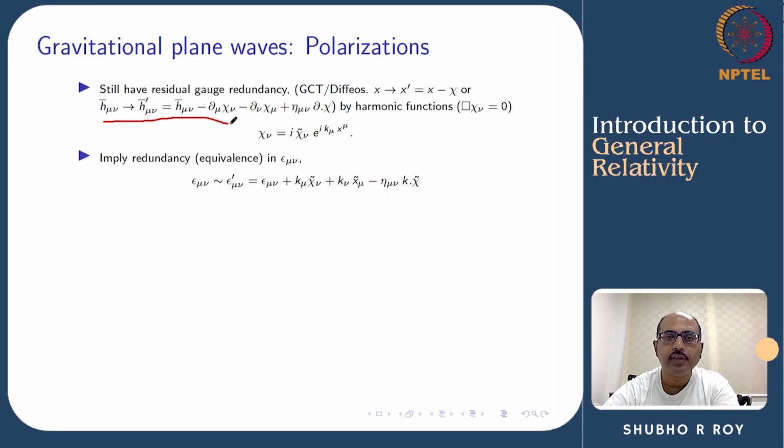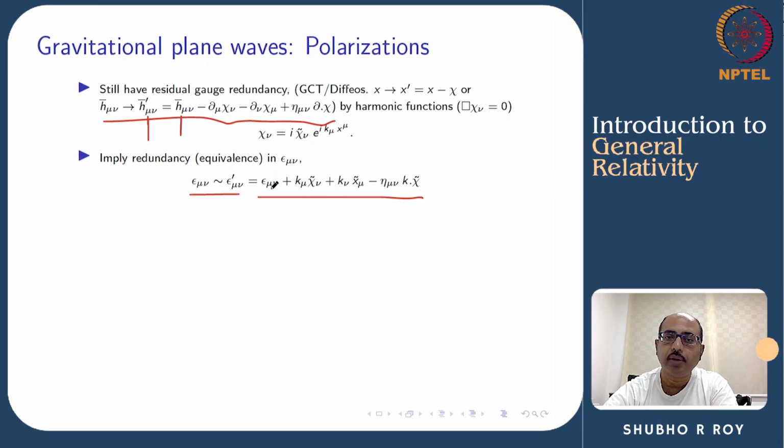So this redundancy in description, that for the same physical gravitational wave you can write down two different metric perturbations or phase inverse metric perturbations, implies that the polarization tensor is also not unique. Each gravitational wave can be given by multiple, infinitely many different polarization tensors, which are related by this. So two polarizations, epsilon and epsilon prime, will give the same physical gravitational wave if epsilon prime is related to epsilon by this relation.